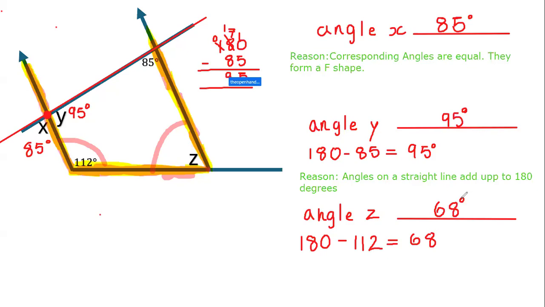Mr. Matilda, I thought you were telling me z ain't 68. I said z is not 68. I thought you said z is 112. Yeah, I saw that, I changed it, and they said 68, then I said z is not 68.